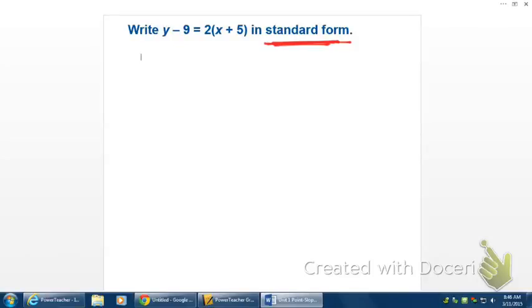So we're going to take this. First off, what form is that in right now? Y minus 9 equals 2 times x plus 5. That's in point slope form. Okay, good. Now we're going to go to standard form.